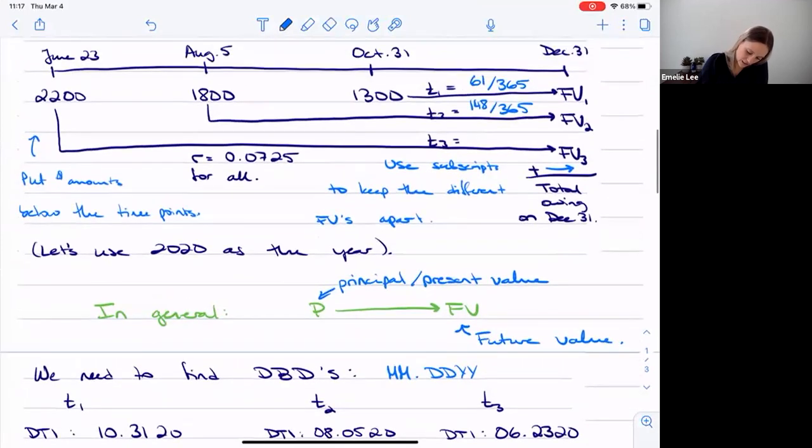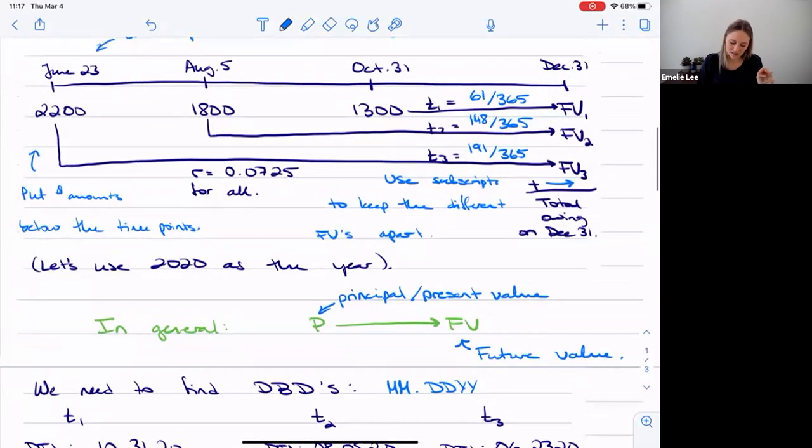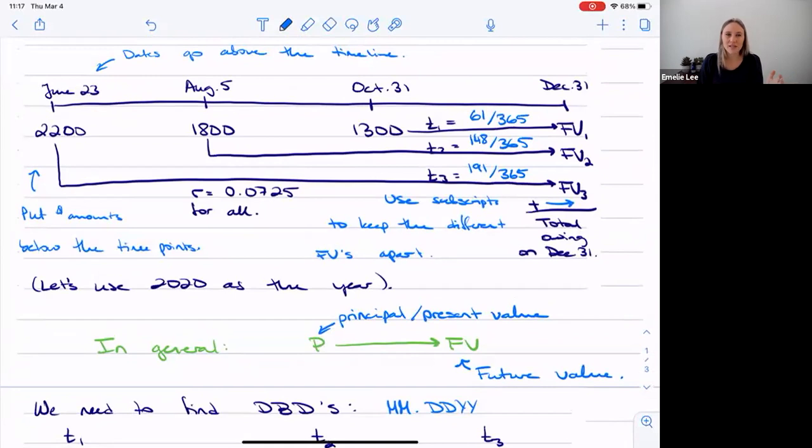Which I can add on to T3, 191 over 365. Remember, you have to divide by 365, otherwise all your future values are going to be huge. 191 years, yikes. That loan would blow up. So now I have my times, right? And it looks like my timeline is complete, right?